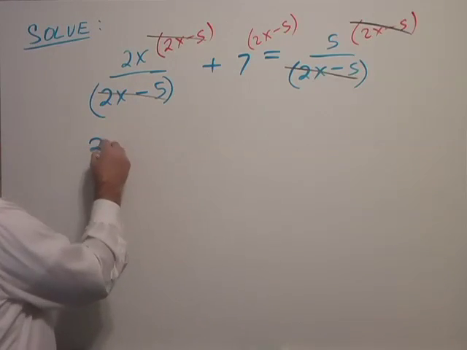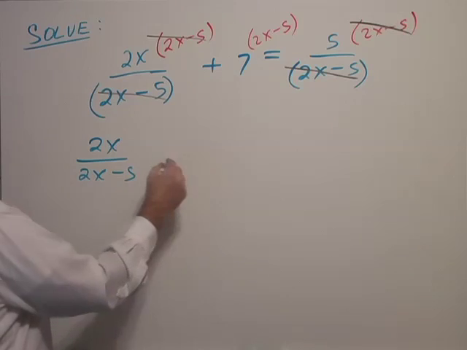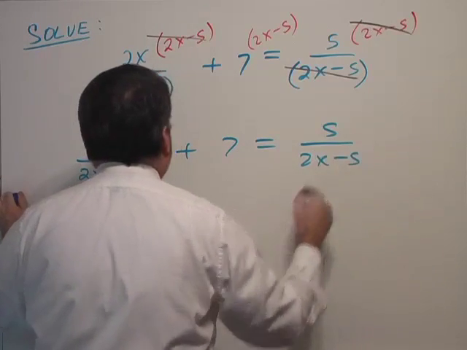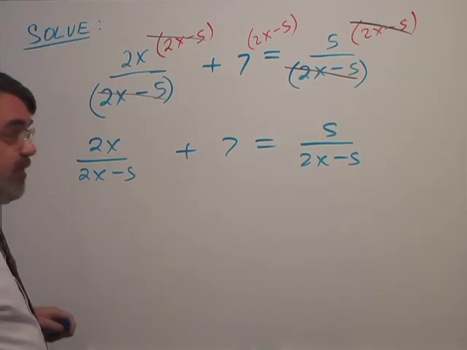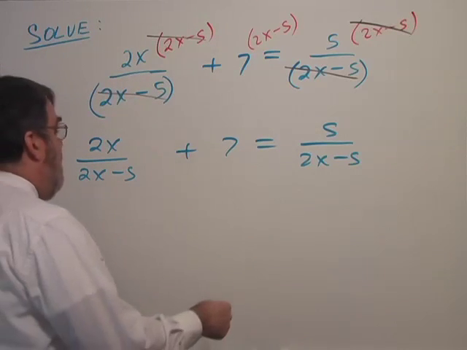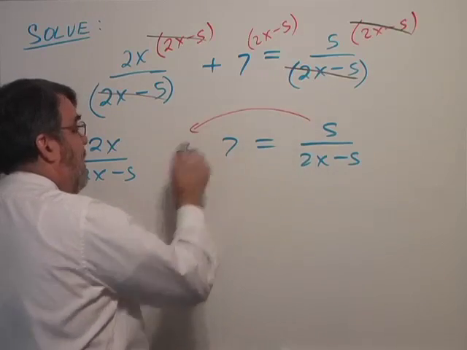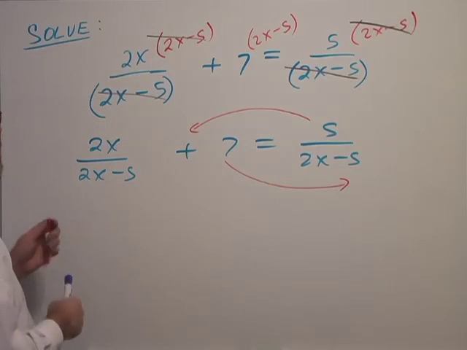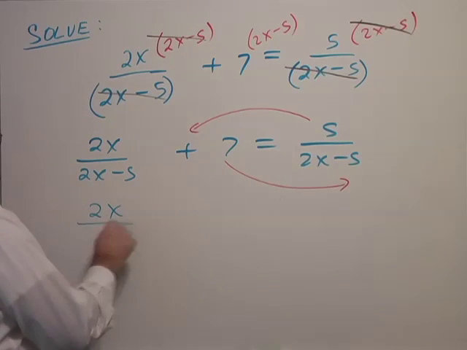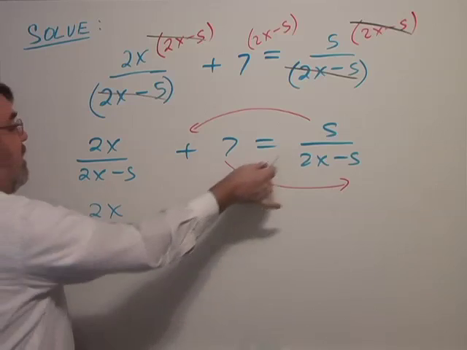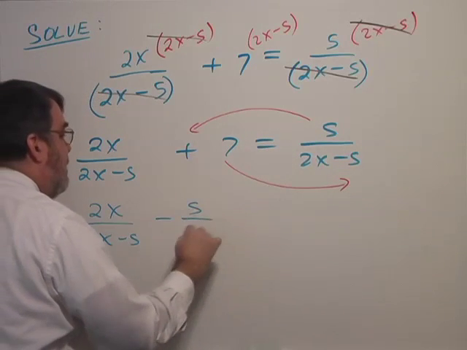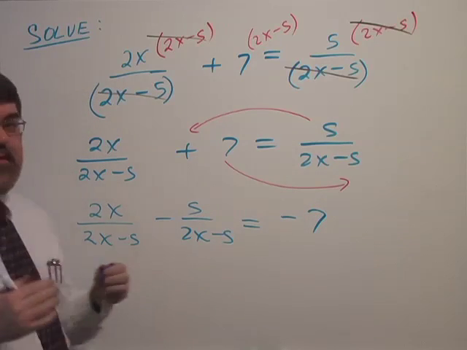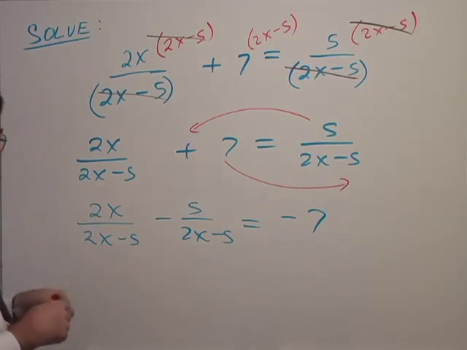As 2x over 2x minus 5 plus 7 equals 5 over 2x minus 5. And what I'm going to do is bring this term to the left by subtraction and take that term to the right by subtraction. And so that gives me 2x over 2x minus 5, and then subtract this term, minus 5 over 2x minus 5 equals negative 7. So I just shifted those terms around a little bit.